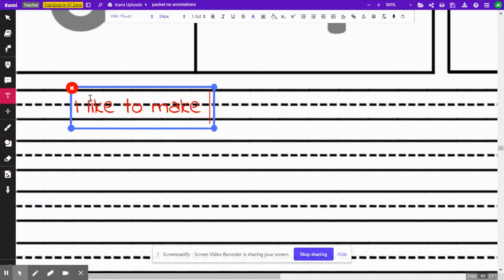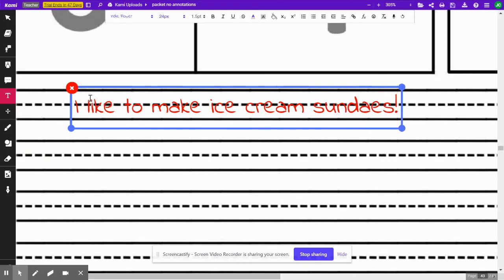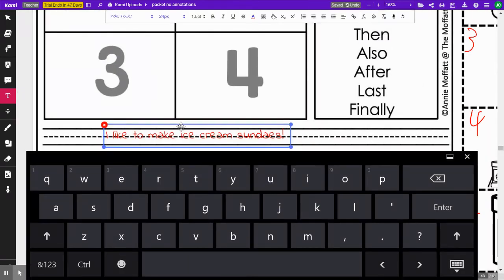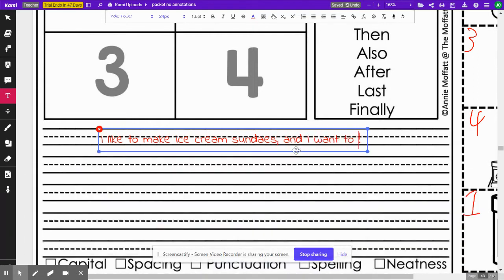I like to make ice cream sundaes. Oh, no capitals. Exclamation point, because I really like to make them. Next part. So I like to make ice cream sundaes. Oh, let's make it a full sentence. Let's say, I like to make ice cream sundaes, and I want to tell you how to make them. That's too long. I want to tell you how to make ice cream sundaes. There we go. Remember, writing is rewriting. I want to tell you how to make an ice cream sundae. By the way, notice sundae is spelled like that instead of with a Y at the end.